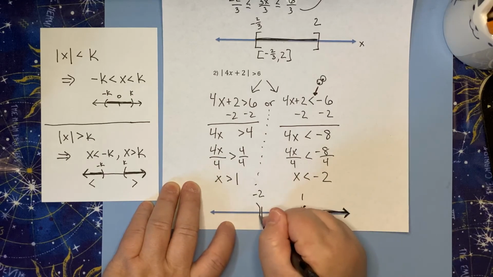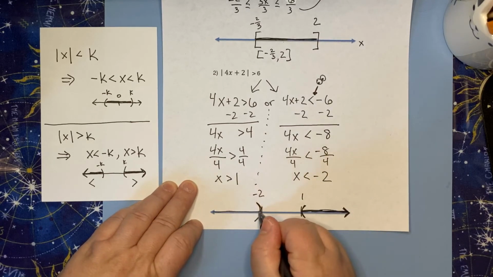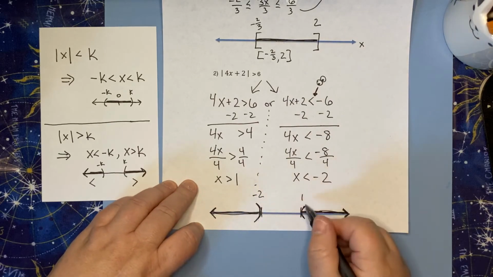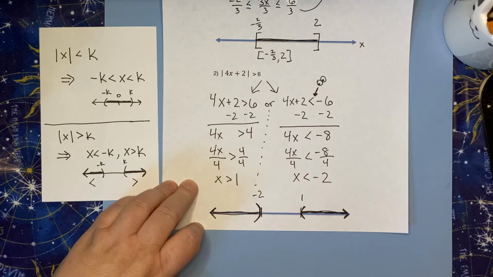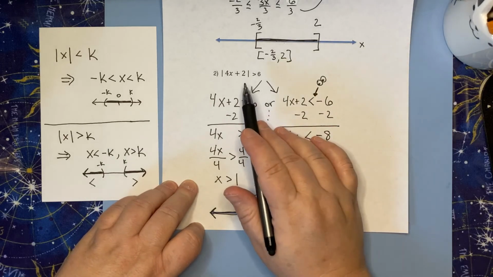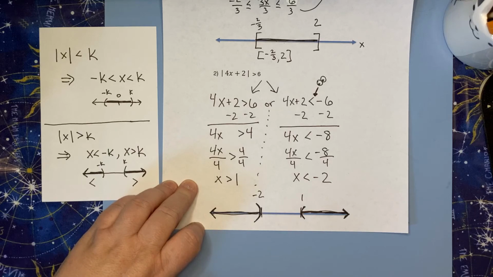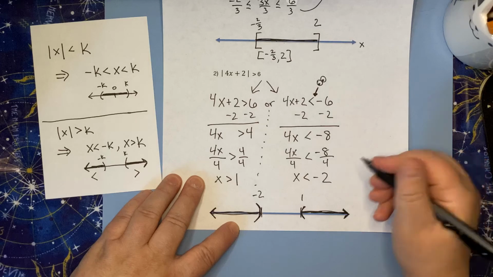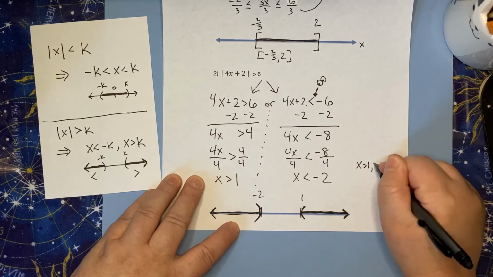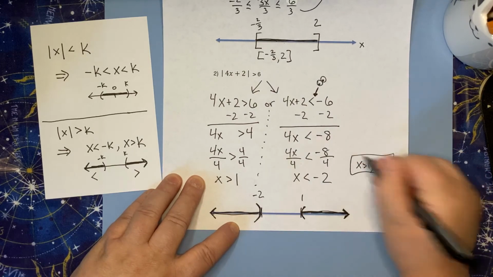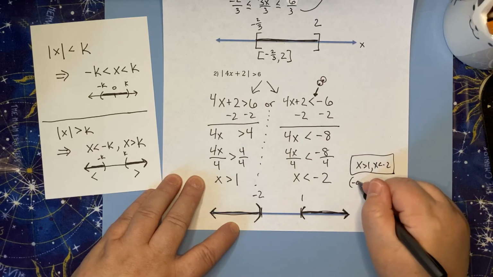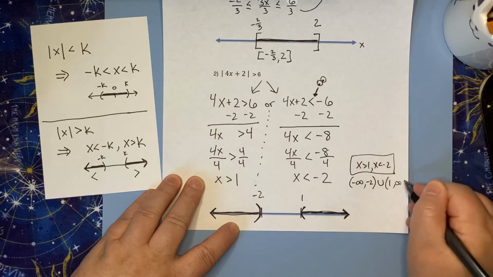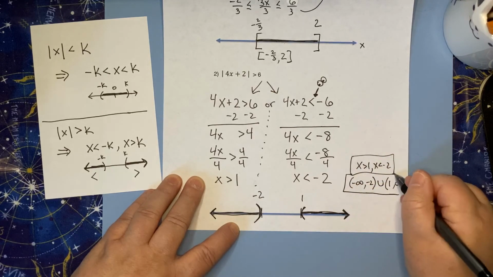Or less than -2. And while you're asking me, I can hear you thinking, well, why are these soft parentheses like this instead of the brackets that are up here? And the answer is because this is just a strict greater than, not a greater than or equal to. And here we have our answers. So you could write x is greater than 1, x is less than -2. Or you could write -infinity to -2, jump over 1 to infinity. That would be the interval notation.